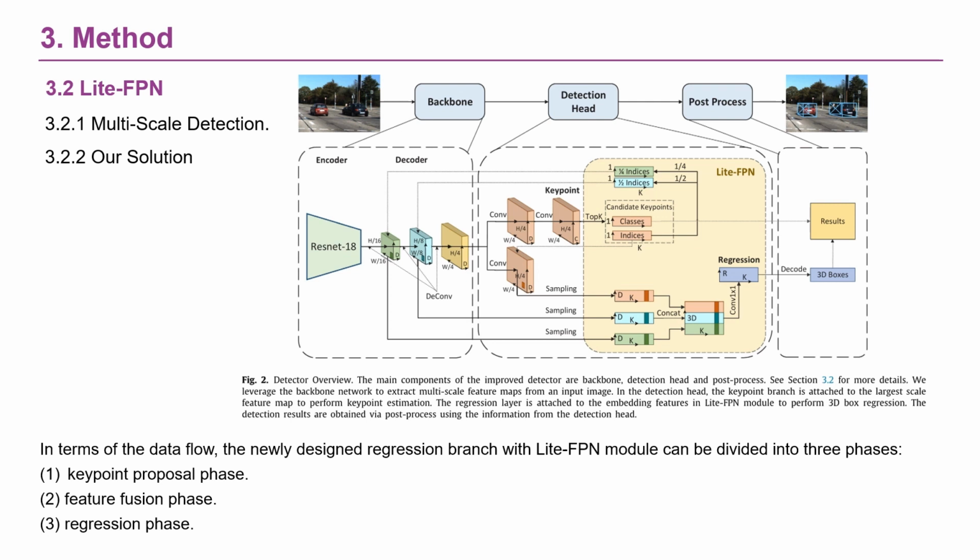Therefore, taking full advantage of multi-scale features in the detection head is an effective way to improve the performance of keypoint-based detectors. In this paper, we present a class of lightweight feature pyramid network called LightFPN. The improved framework integrating our proposed LightFPN module is shown in Figure 2. In terms of the data flow, the newly designed regression branch with the LightFPN module can be divided into keypoint proposal phase, feature fusion phase and regression phase.